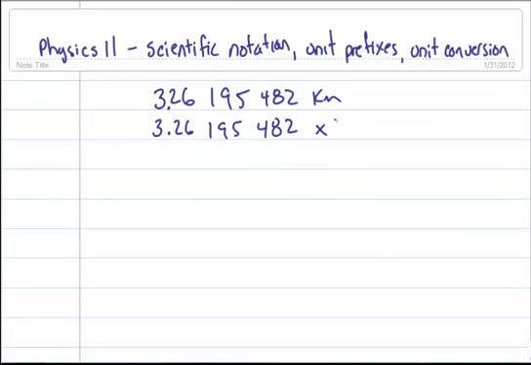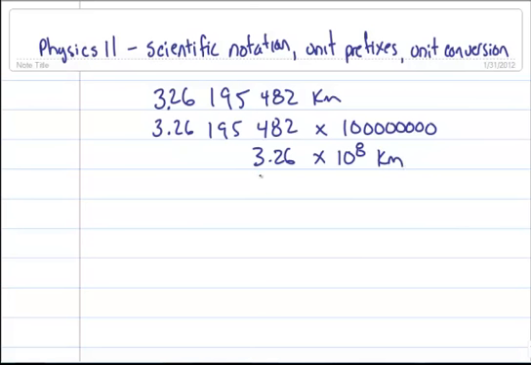326,195,482 times, well, I need 1, 2, 3, 4, 5, 6, 7, 8 more zeros there. That's no easier to write though. But of course this is 10 times itself 8 times, as in 10 to the 8th power. 10 times 10 times 10, and we know we would just add zeros there. And I'm going to round this back to about this, 3.26 times 10 to the 8th. So really quickly and easily, that's converted that into scientific notation.